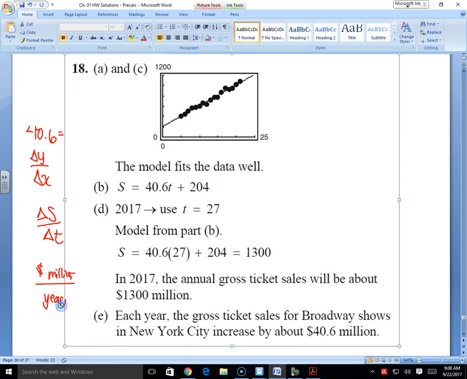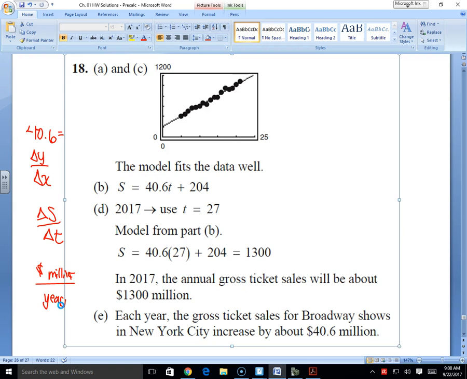To be honest, guys, if you had written millions of dollars per year, that's great for you. But you could have also put it in sentence form and said the slope is referring to per year how many millions of dollars the ticket sales change. Since it's positive, seemingly every year that progresses, the sales are going up 40.6 millions of dollars.